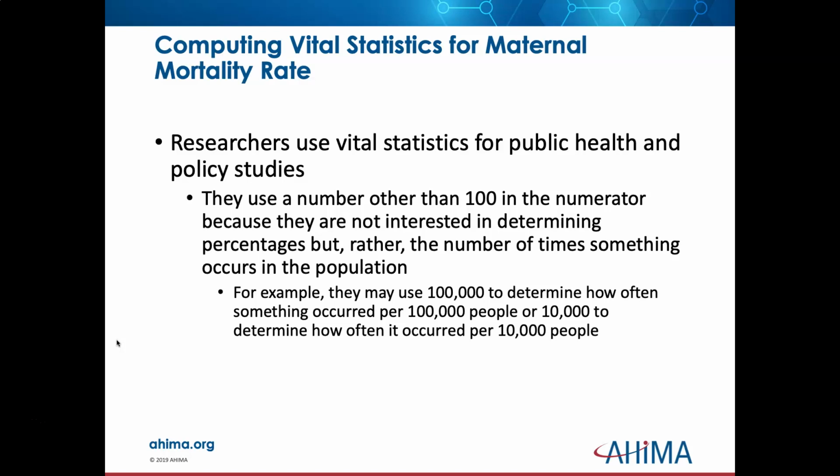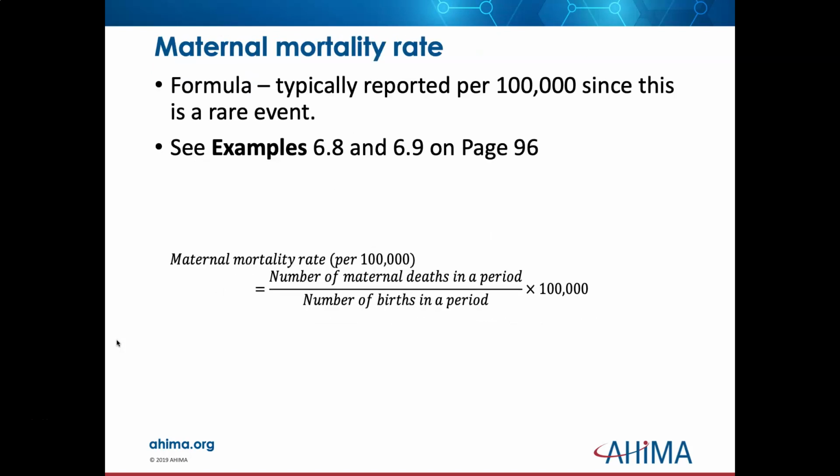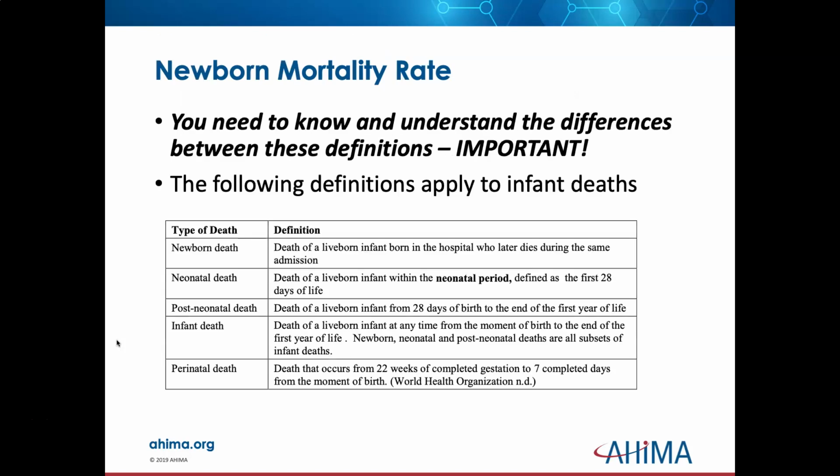About on page 95, top of page 96 is where it talks a little bit about this. All right, so the maternal mortality rate, the formula again is typically per 100,000. The examples that you can look at are on page 96. There's example 6.8 and example 6.9 to help you walk through and get those numbers.